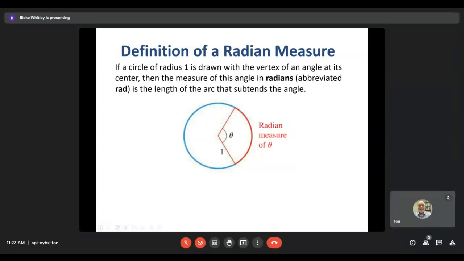That's the key here. If the radius is something other than 1, then we're going to have formulas to determine how big that arc is. Okay, but as long as the radius is 1, that arc length is going to be equal to whatever the angle measure in radians is at the center of your circle.